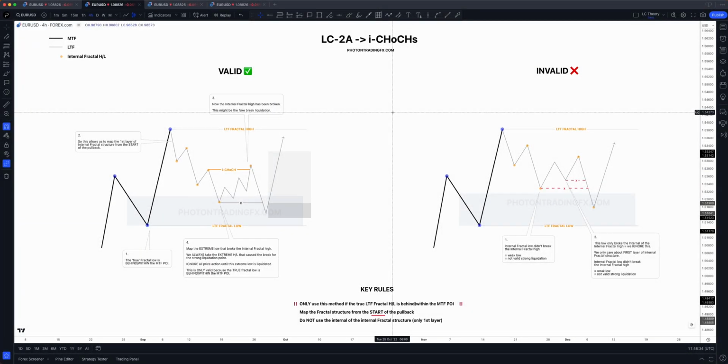There's a lot going on here when you first look at it, and we're going to go through it really slowly because it is super key that you get this, okay? So this method is when we can use CHoCHs for our fake break. A CHoCH is when you are looking at the internal fractal structure. Internal fractal structure is the fractal structure that occurs between the true fractal high and low, okay? So it's extremely important that you are only using this method when, well, let me show you exactly when, but basically it is when the true fractal low is behind or within the POI. Okay, so let me go through it really slowly and it will become very clear.